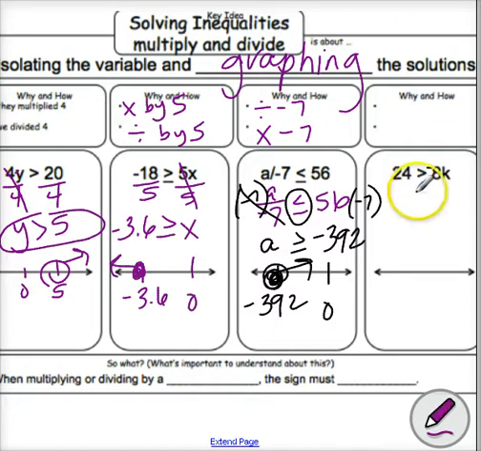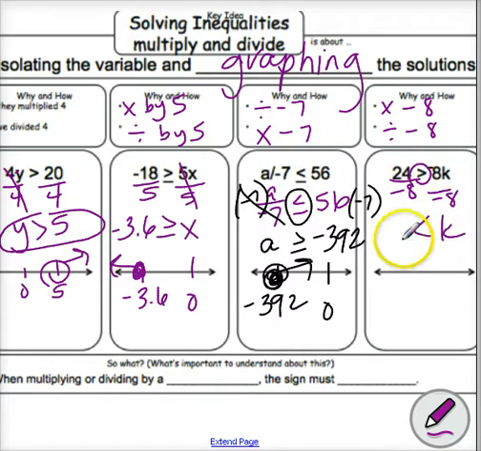Okay, and in our last example, 24 is greater than negative 8k. They are multiplying by a negative 8. We will divide by a negative 8. Divide by negative 8. Oops, we're dividing by a negative number. Inequality symbol flips. K is by itself, and I have a negative 3. And graphing that one, K is greater than negative 3.